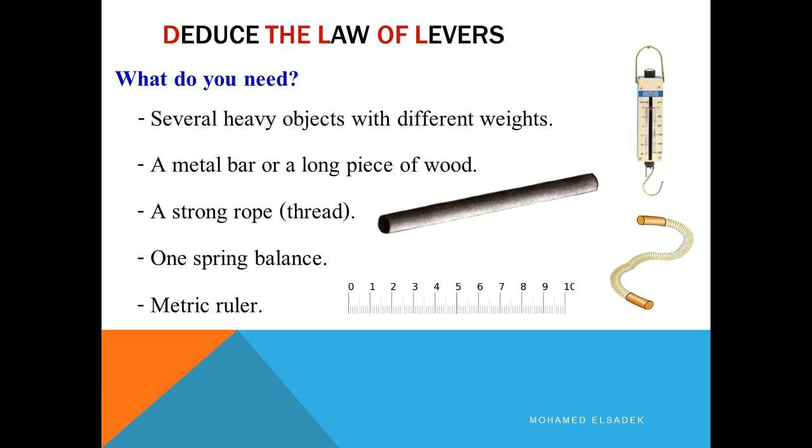Exactly, you need several heavy objects with different weights, a metal bar or a long piece of wood, a strong rope, one spring balance and a metric ruler. You will need objects of different shapes and weights, a metal bar or a wooden rod, a strong rope that can carry heavy loads, one spring balance, and a ruler to measure centimeters and meters.